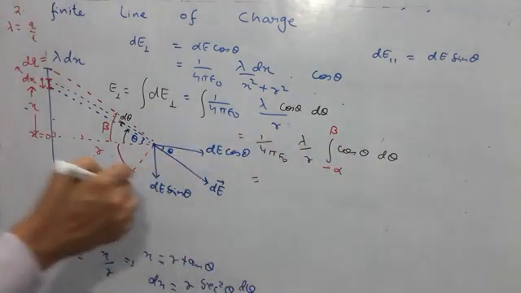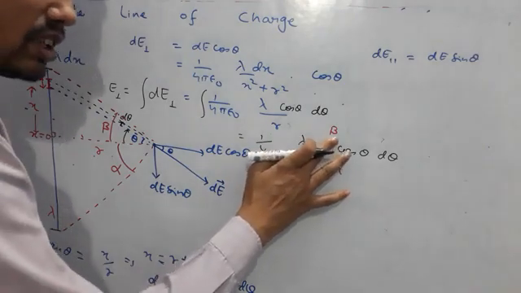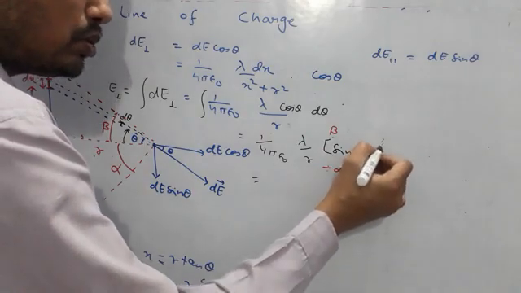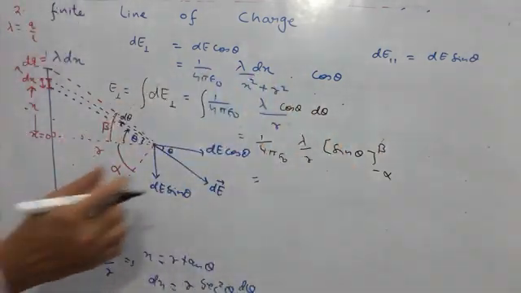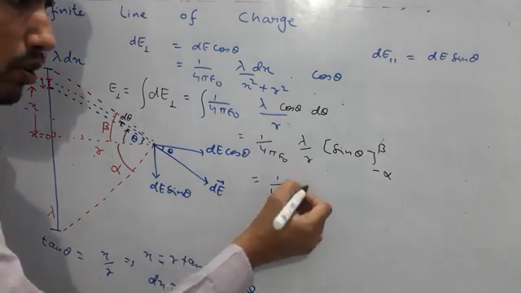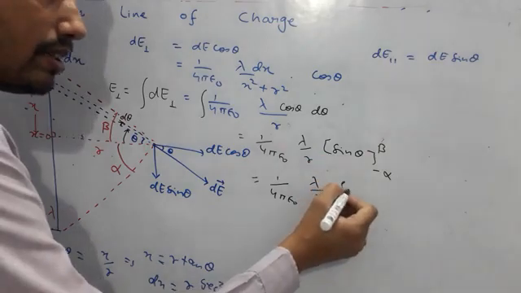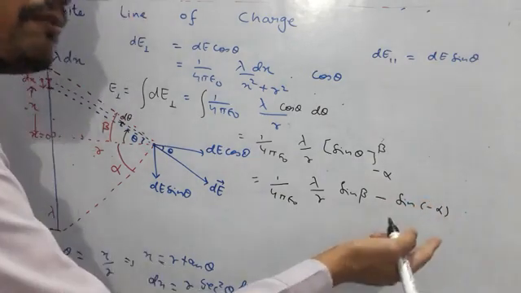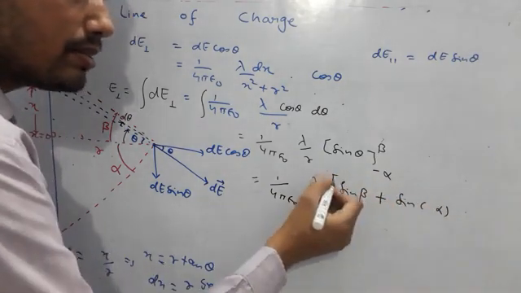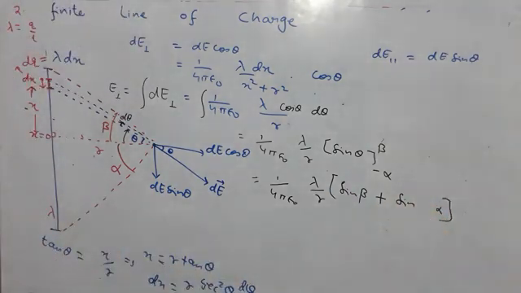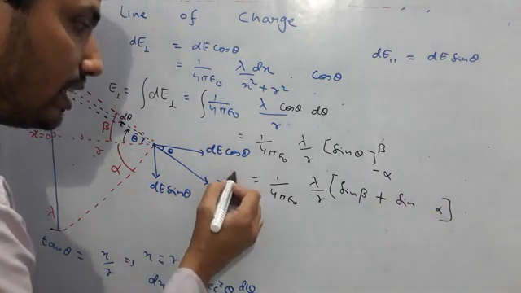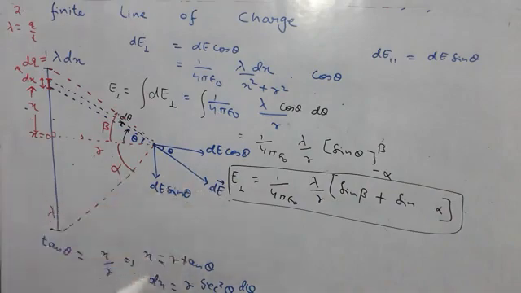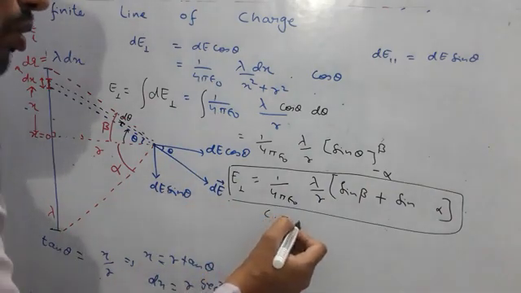What is integration of cos theta? Integration of cos theta is nothing but sin theta. So I will write here sin theta, and the limits will be from minus alpha to beta. So this becomes 1 upon 4 pi epsilon naught lambda then r, sin beta minus sine of minus alpha. But sine of minus alpha is minus sine alpha, so it will become plus. So that is our final expression for electric field in this direction, that is E perpendicular. Please remember this particular expression. So I am writing here, commit to memory.